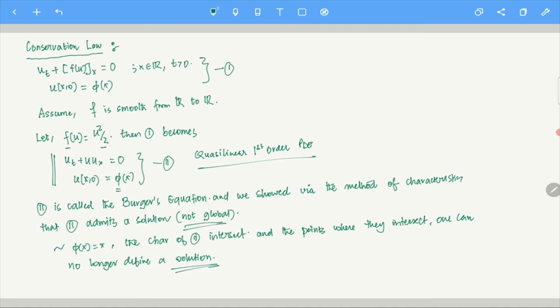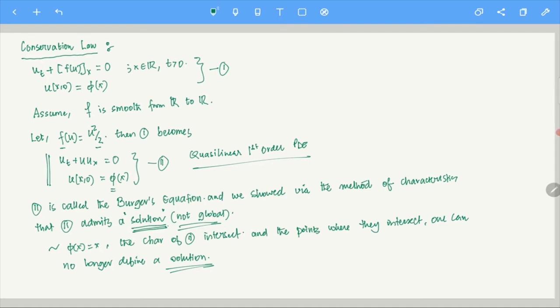Here one very important thing which we need to remember is, when we say that it admits a solution, what do I mean by solution? You need to understand what a solution is. Solution can be two parts.